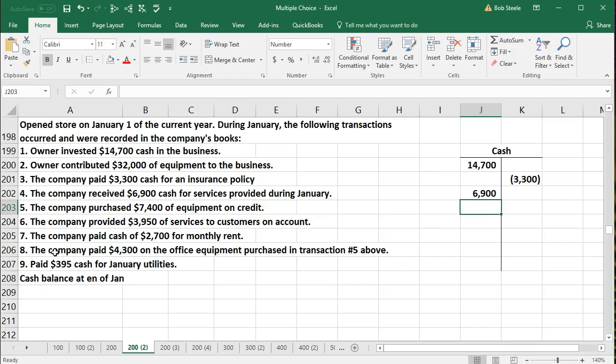7. The company paid cash of $2,700 for monthly rent. That clearly says paid, so we're going to put that on the credit side. It's going to be a credit of $2,700. Next one says the company paid $4,300 on the office equipment purchased in transaction 5 above. Once again, it says paid, so we're going to have cash going out of the company. We paid $4,300, so credit $4,300 on the credit side.